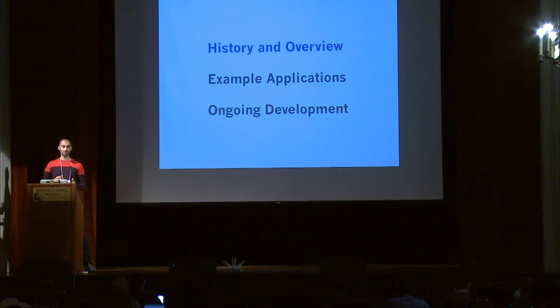All right, so what I'll be talking about today is MLlib, which, as you've heard so far, is Spark's machine learning library. And there'll be 3 parts of my talk. I'll first go over the history and an overview of MLlib. I'll then show some sample applications of MLlib, and finally talk about ongoing development and where we're going moving forward.